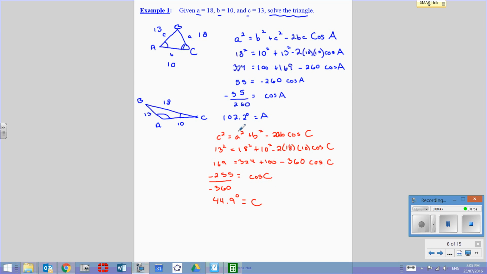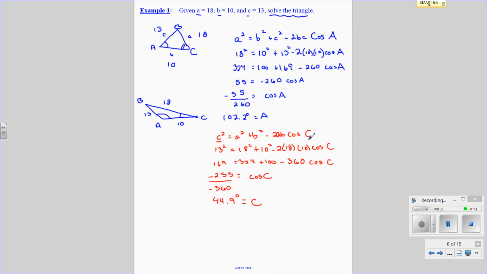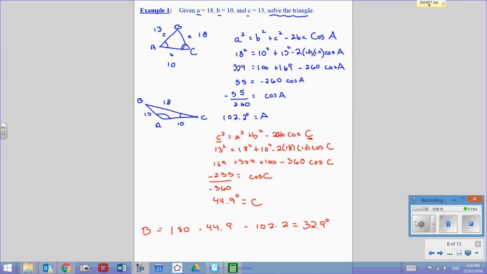All right, so since I wanted to find big C, I had to make sure that the little c was isolated and the large C was part of the cosine. So make sure those match when you guys set up your formulas. And we wind up finding that big C is 44.9. So now we can take 180 minus 44.9 and minus 102. And we can get our last angle, which is large B, 32.9 degrees.